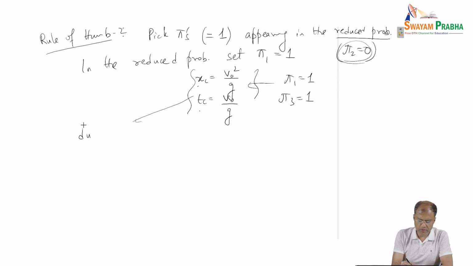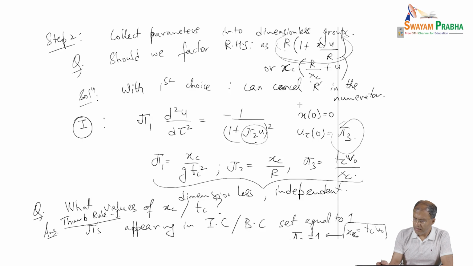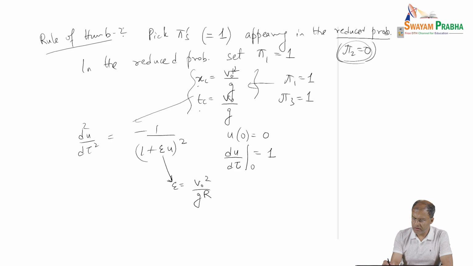So the original problem now is d2u by d tau squared is equal to minus 1 over (1 plus epsilon u) whole square, with u at 0 is 0 and du d tau at 0 is also 1, right? Here my dimensionless group epsilon is v naught square by g r. Originally it was pi2, but pi2 was xc over r, so we have just plugged in the value of xc. So xc is v naught square by g, so this is pi2.